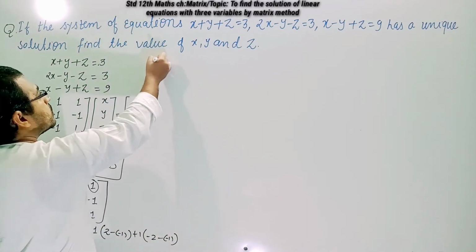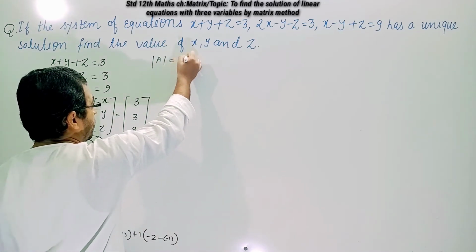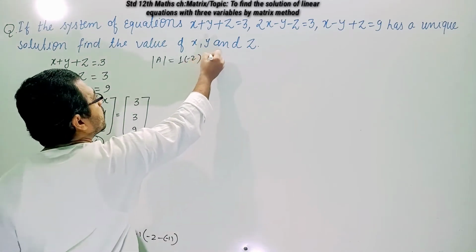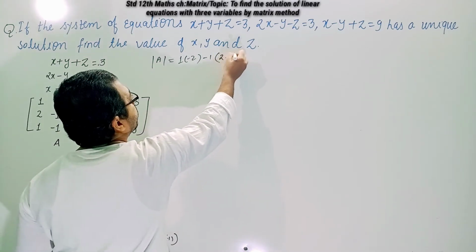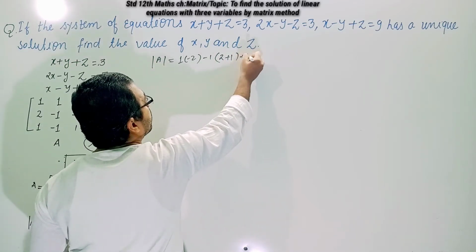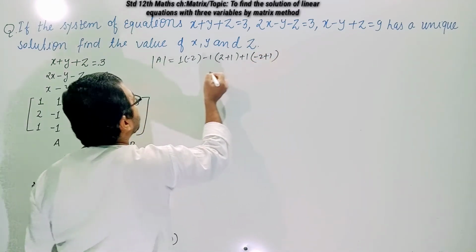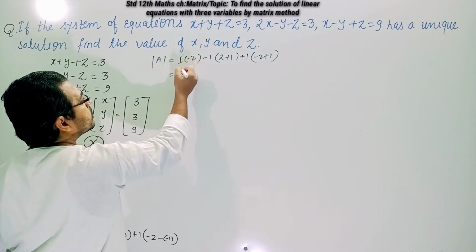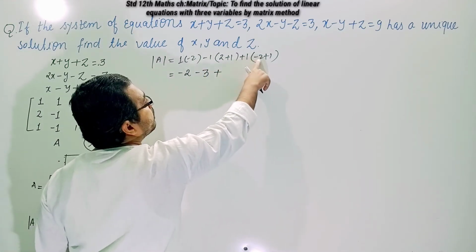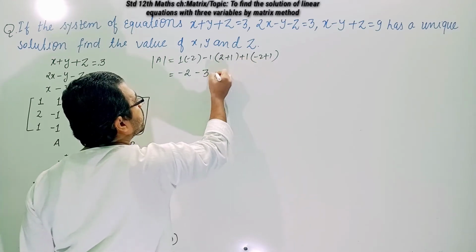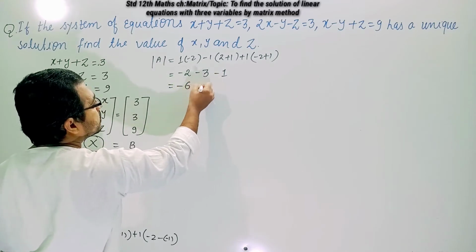Okay students, so the value of A, now doing the simple work over here: minus 1 minus 1 into 1, so we are getting 1 into minus 2. Again minus 1, 2 plus 1, 3, so there will be minus 3 plus 1. Minus 2 plus 1 means minus 1 into 1, so we are getting minus 1. Okay students, so what we are getting? Minus 2, minus 3, minus 1. We are getting minus 6, which is not equal to 0.